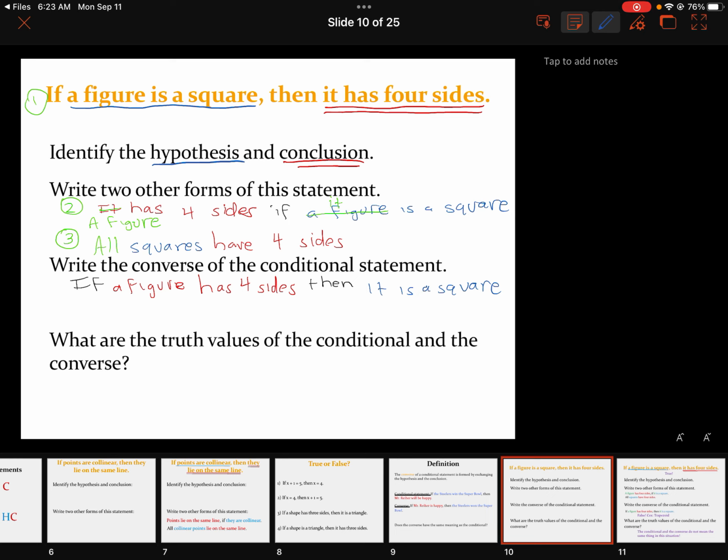This statement doesn't necessarily mean the same thing as that conditional. Think about it for a second. If you have a square, does it have four sides? Absolutely. All squares have four sides. But what if you have a figure with four sides? Does that mean that it's a square? No. This is false. And there's lots of counterexamples. Any four-sided figure that isn't a square. For example, you could have a parallelogram.